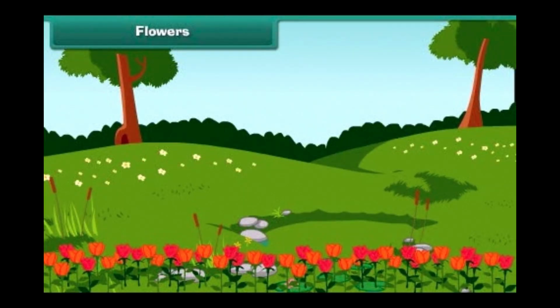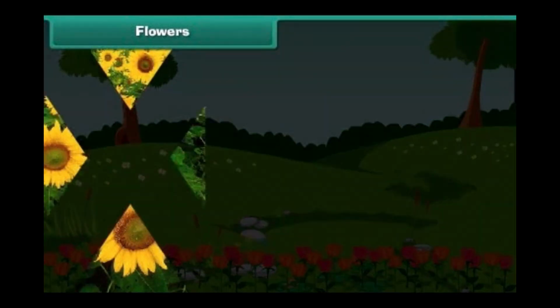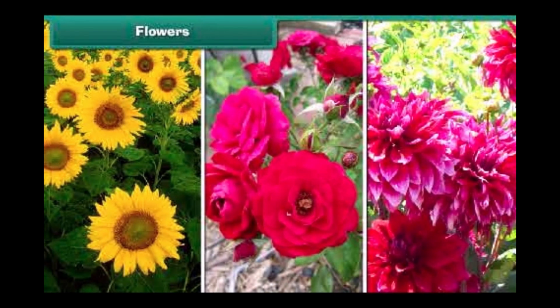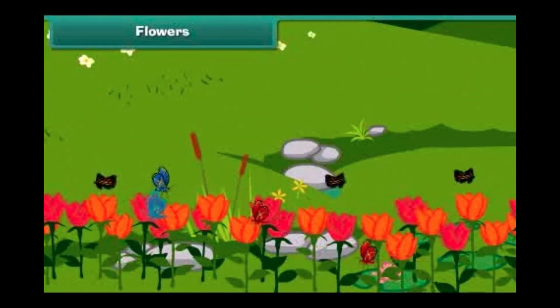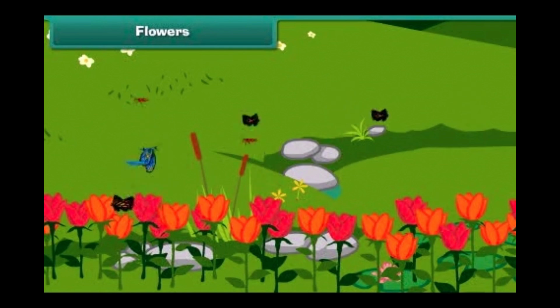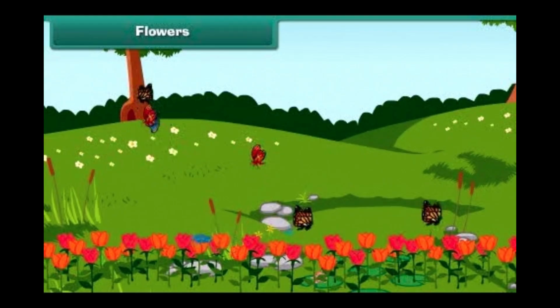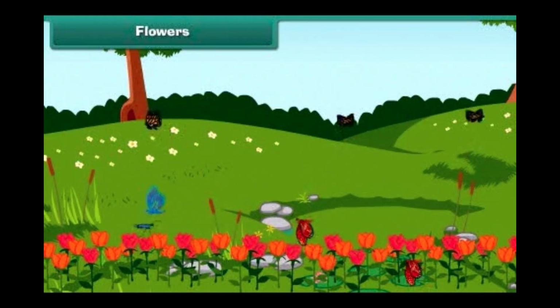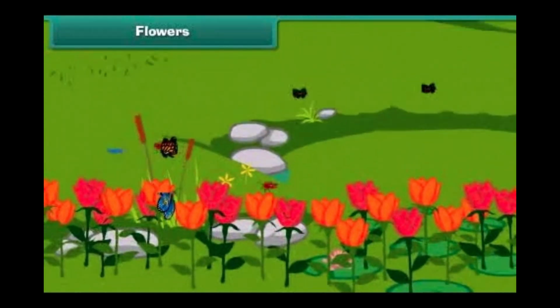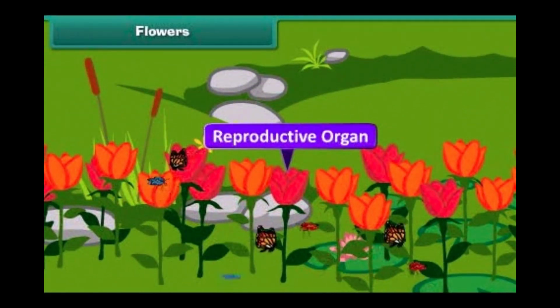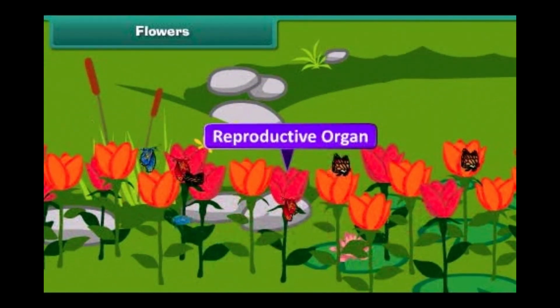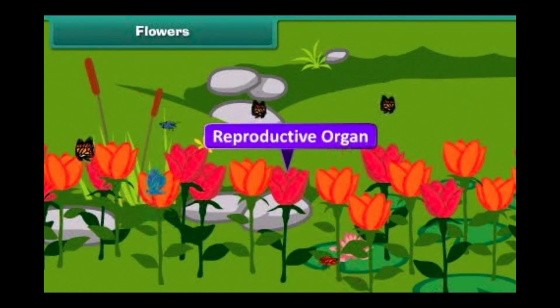Now let's highlight the most attractive and beautiful part of the plant, that is, flower. They are of different colors. They are of many shapes and sizes. Most of the flowers contain a sweet smell, and when it spreads, it attracts insects and birds. You will be surprised to know that flowers are also called reproductive organ of the plant, as they help plants in the process of reproduction.